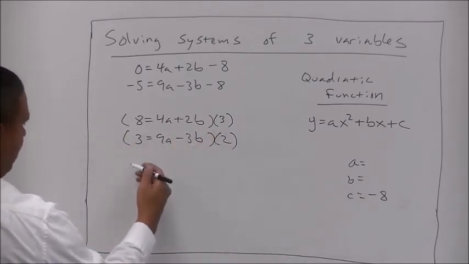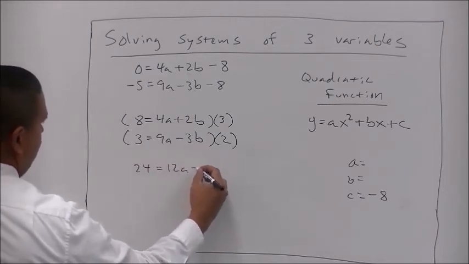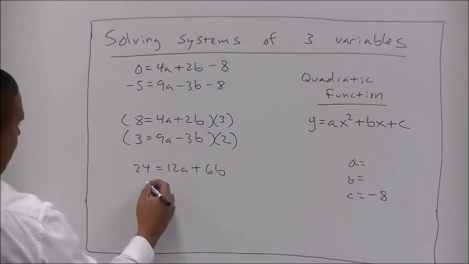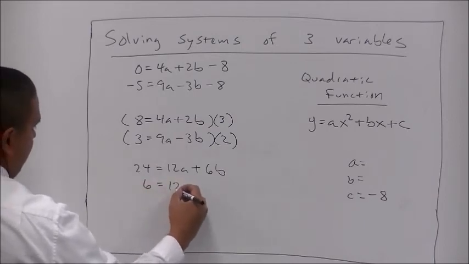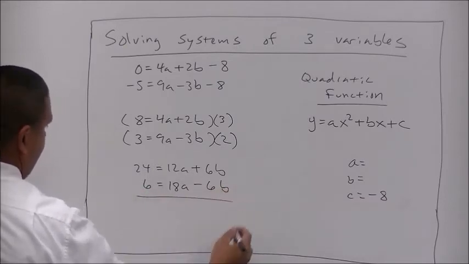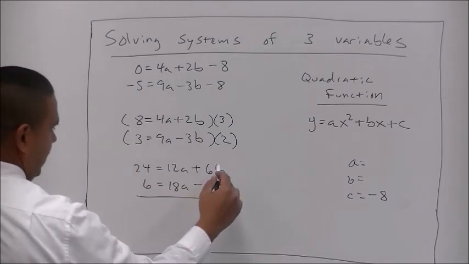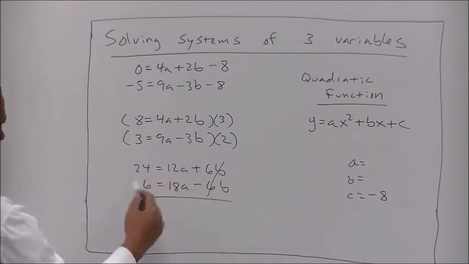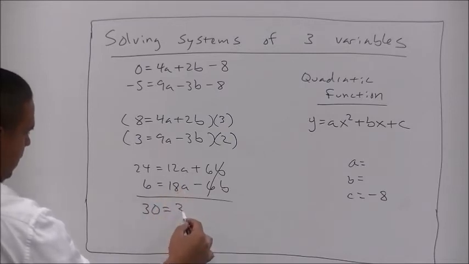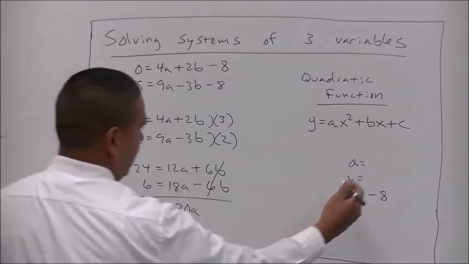So we get 24 equals 12a plus 6b, and 6 equals 18a minus 6b. Good. You found opposites. Those add to 0. I get 30 equals 30a, so a equals 1.